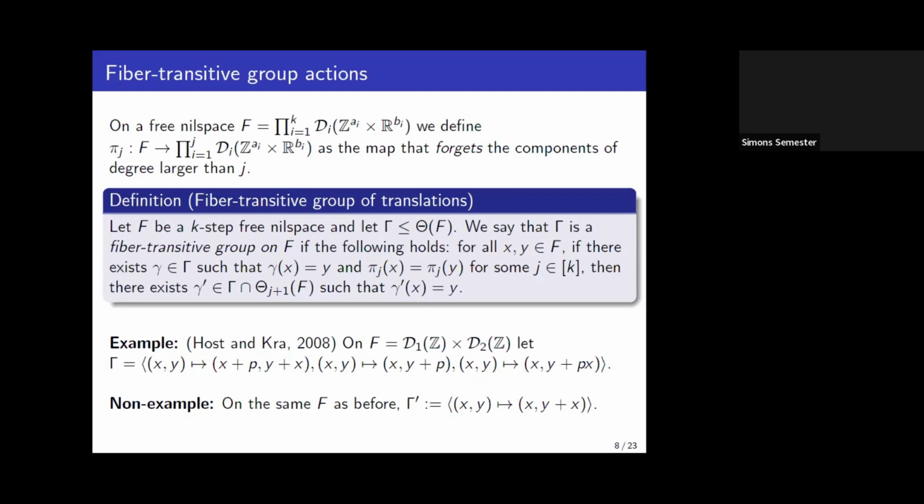And the last thing, this is like a non-example. This is something that does not satisfy the fiber transitive property. And again, this is something that you can check by hand because it is a very small example. And in fact, it can be proved that the quotient of F modulo this gamma prime is not a nilspace at all. But well, here we are not interested in the minimal definition such that the quotient will give a nilspace, but just to note that this gives a nilspace, and if you don't put anything, then you may run into problems.